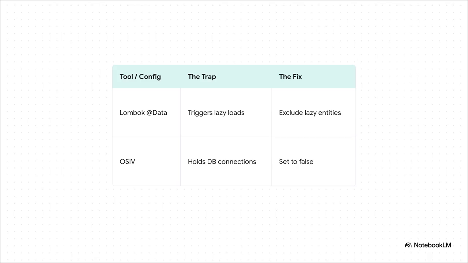The second massive trap, Open Session in View, or OSIV. Spring Boot actually enables this by default. It keeps your database connection open through the entire HTTP request to prevent lazy loading errors in your view templates. But under high load, this puts immense, crippling pressure on your HikariCP connection pool. You need to set it to false and handle your data loading explicitly in your service layer.